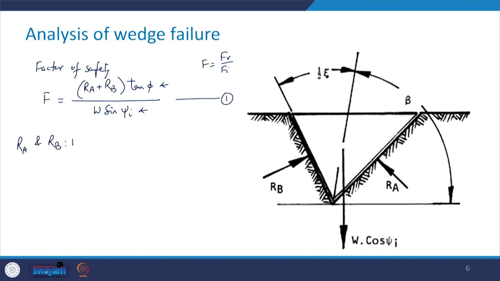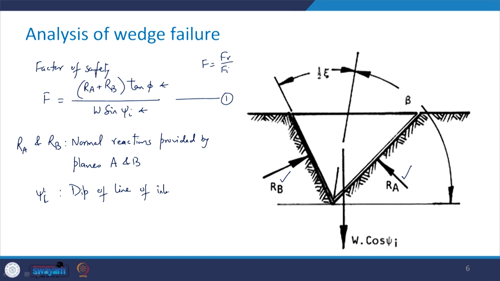So, this Ra and Rb are the normal reactions provided by planes A and B, as has been shown in this figure. You see Ra is here and Rb is here, where this psi i is the dip of the line of intersection of these two planes, that is plane A and plane B.